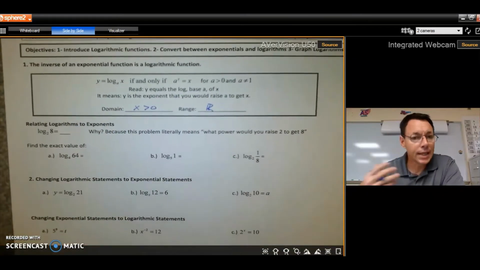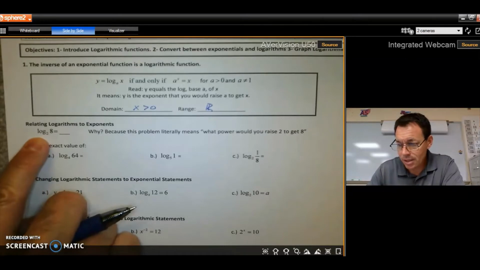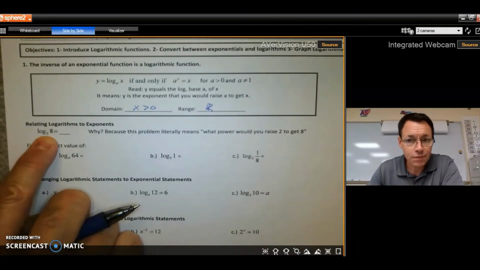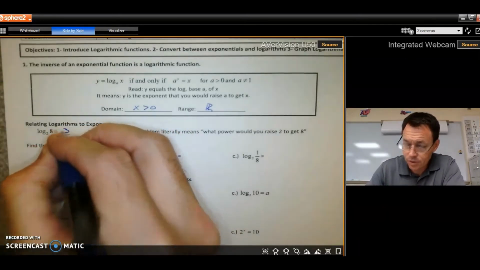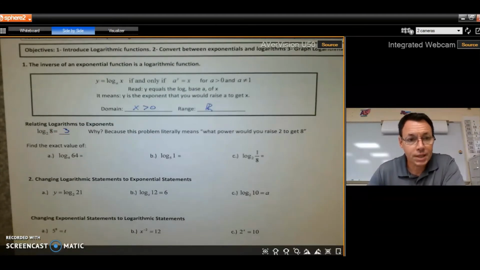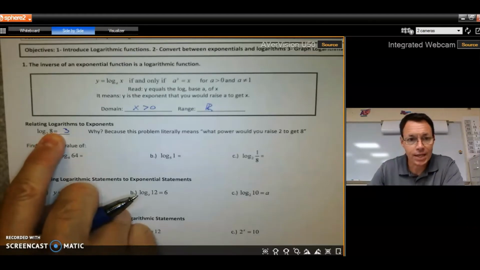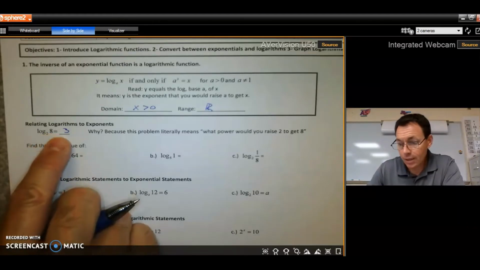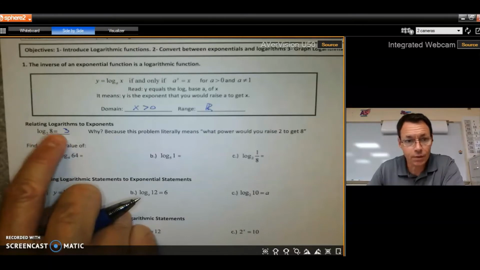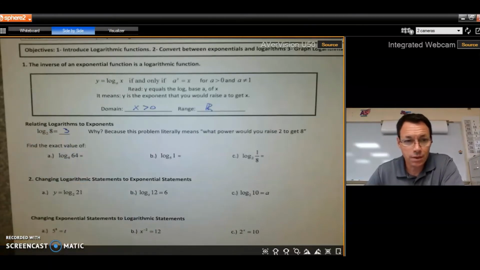Again, if you look at a problem like log base 2 of 8, the answer to that is 3. Why? Because this is saying what exponent, what power would you raise a 2 to, to get 8 as an answer? And the answer would be 3. 2 to the third power equals 8. And that's what a logarithm is.